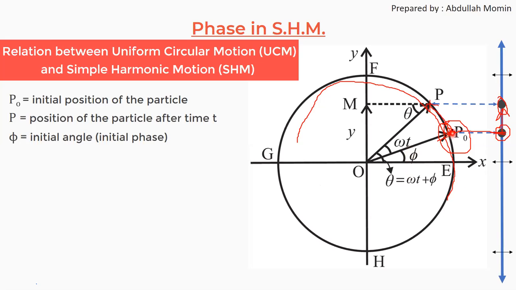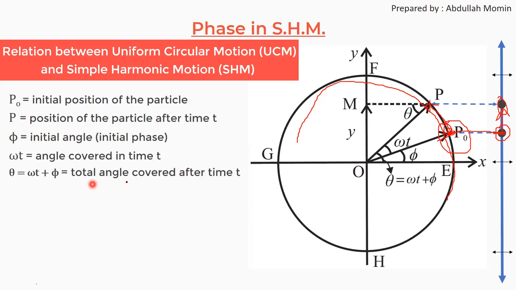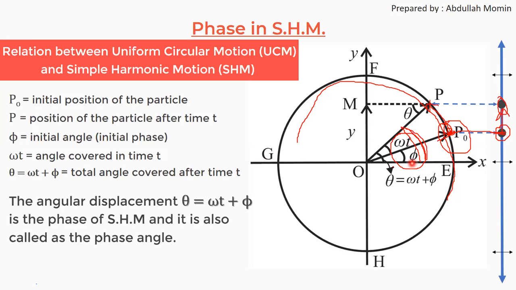Initially the particle is at P0, and the angle it makes with the horizontal is φ, which is called the initial angle or initial phase. And after time t the angle covered is ωt. So the total angle covered in time t is the initial angle plus the angle covered in time t, that is φ + ωt, or ωt + φ, the total angle covered by this particle from the horizontal. And this angular displacement, that means θ = ωt + φ, is the phase of SHM, and it is also called the phase angle.